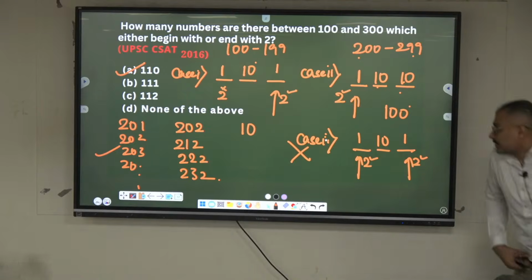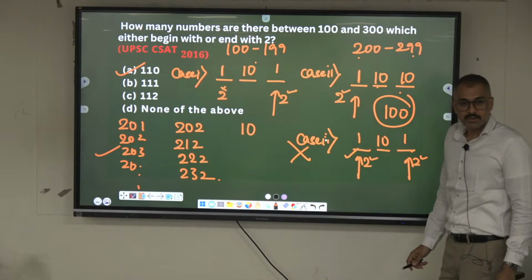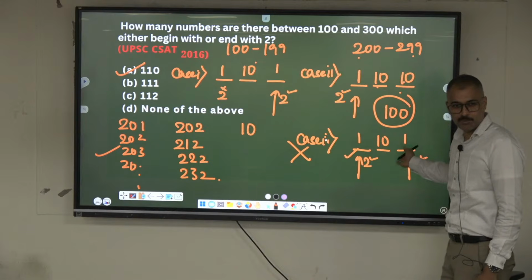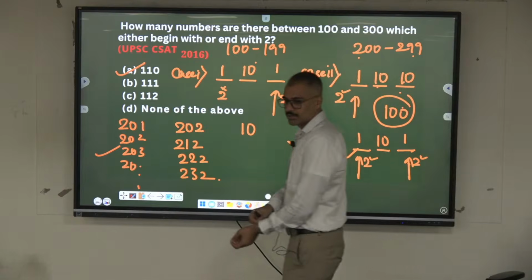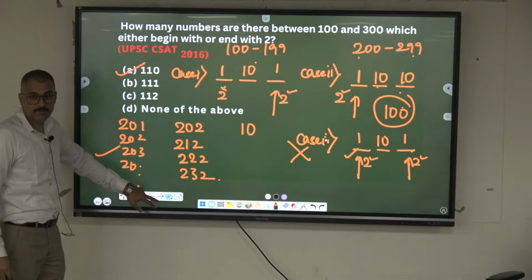Whatever cases we have taken here, all 100 cases have been repeated here. 100 numbers between 200 to 299. Whatever you take here has to be a repetition case. So either 100 or 10, that is 110. That's appropriate. Okay, shall we move?